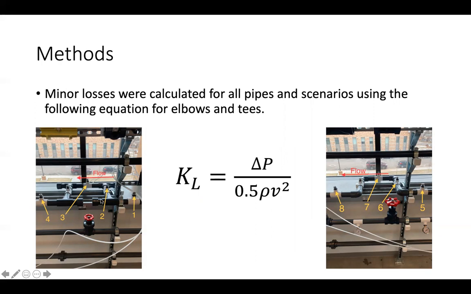Through the third and fourth T, the pressure drop from 1 to 3 was subtracted from the pressure drop from 1 to 4. And then this difference was divided by 2 to account for both of these T's here.